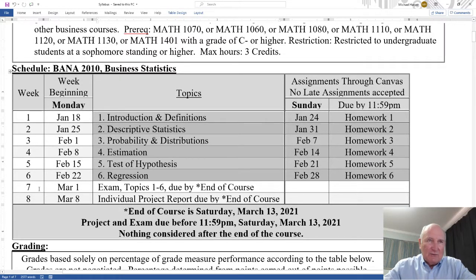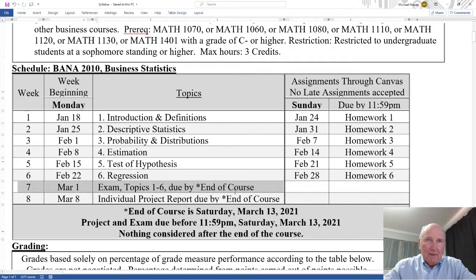Now, the last part of this course is an exam and an individual project. And notice week 7 is the exam, week 8 is the individual project report. And notice both of these are due by the end of the course. So you have 2 weeks to do the exam and then to do an individual project report and submit the report on Canvas. Everything is downloaded from Canvas and uploaded through Canvas.